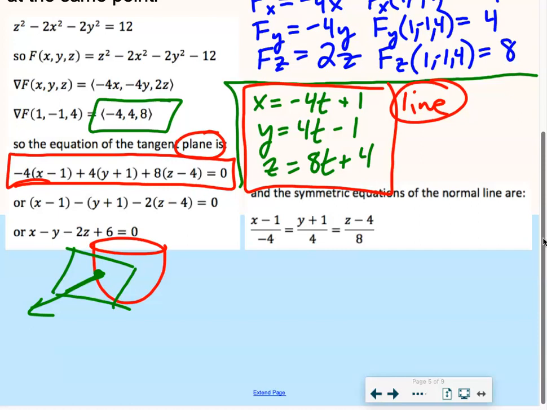Okay, so this is our surface. Okay, and then negative 4 times x minus 1, plus 4 times y plus 1, plus 8 times z minus 4. That's our plane. And then our line is x equals negative 4t plus 1, y equals 4t minus 1, z equals 8t plus 4. All right, I'm up for some graphing fun.